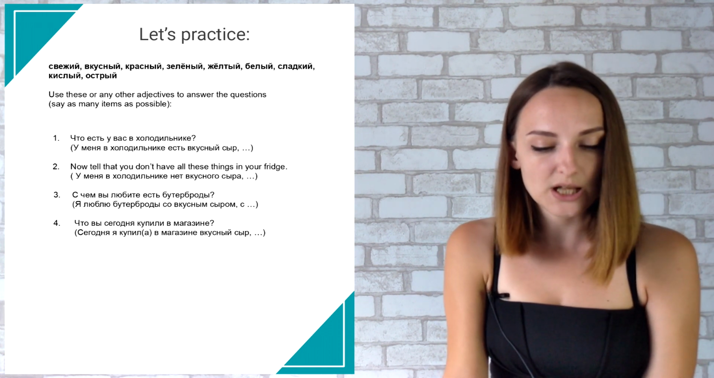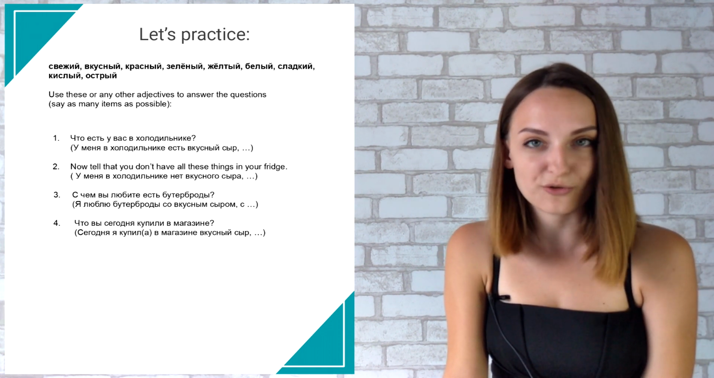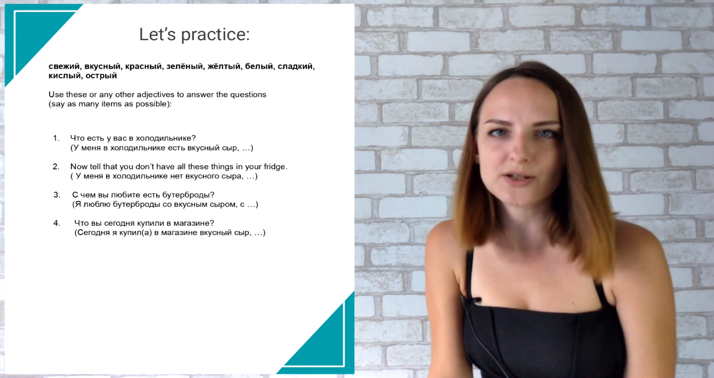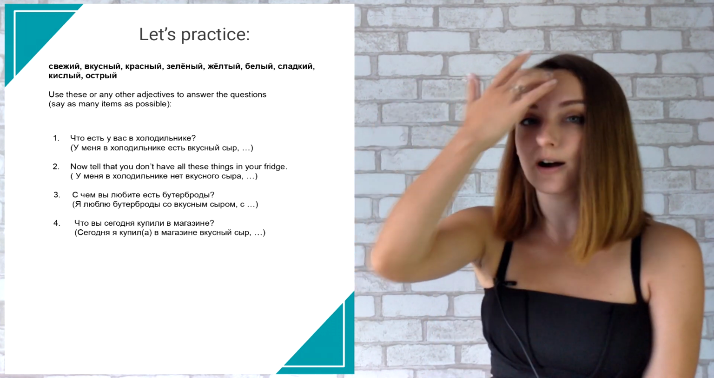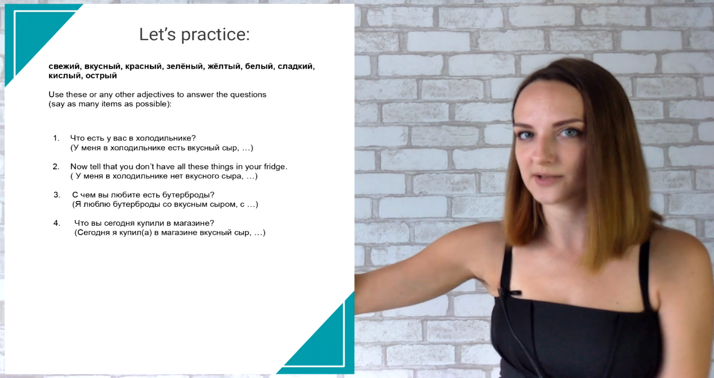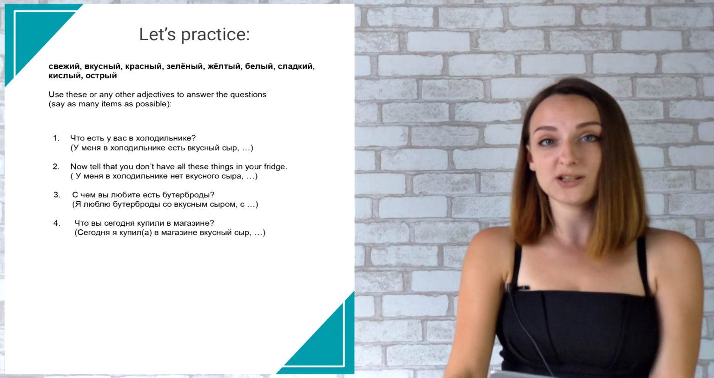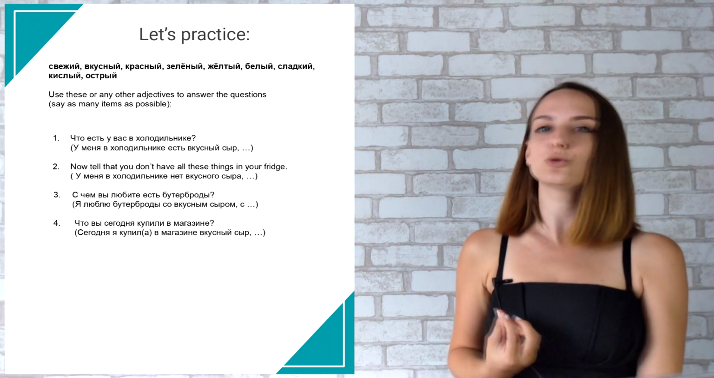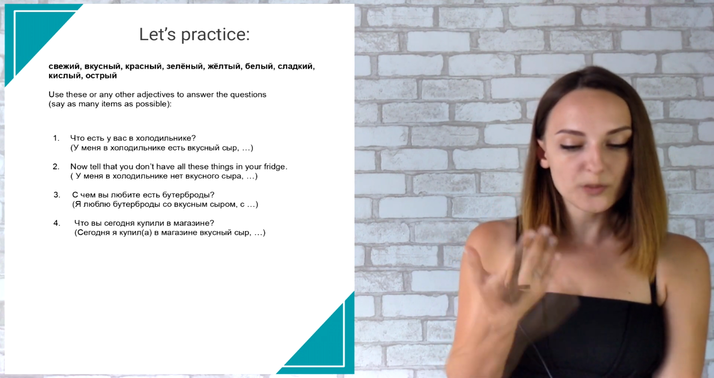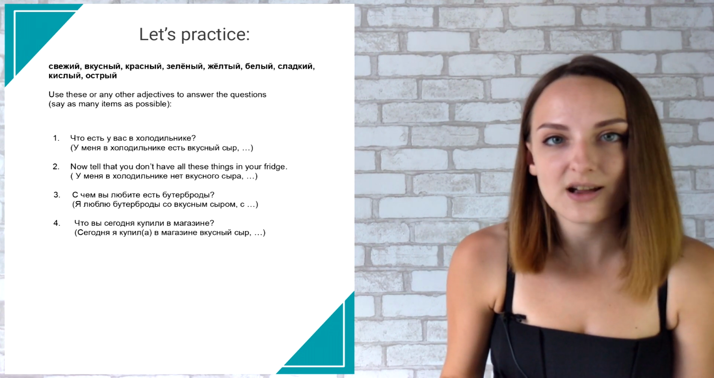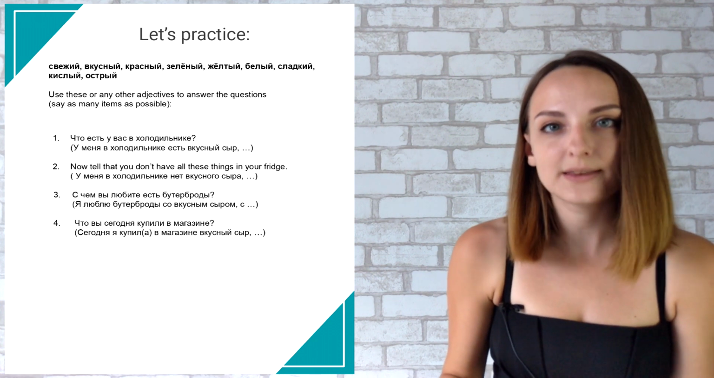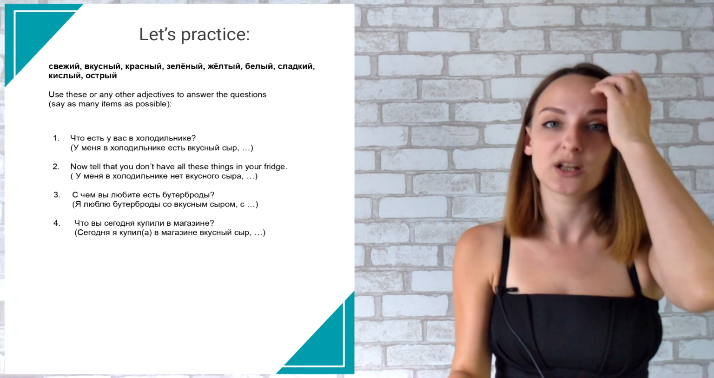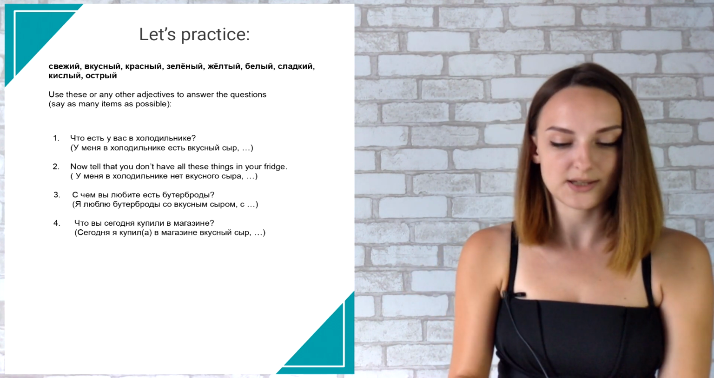Then, now tell that you don't have all these things in your fridge. So you already said that you have white milk, I don't know, cold ice cream, and so on. Many items. I hope there will be a lot of items. It's better for you. And now you need to use the same collocations, but to use them in genitive case, because you say, I do not have it in my fridge. У меня в холодильнике нет вкусного сыра, нет белого молока, нет холодного мороженого, да? And so on. This way you practice genitive case.